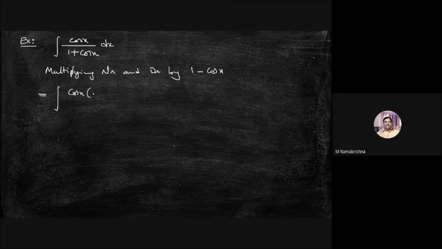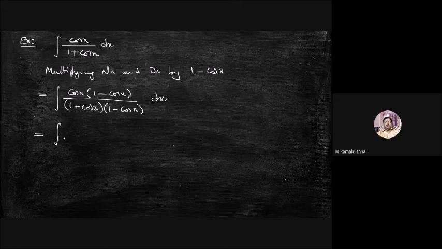So cos x into 1 minus cos x by 1 plus cos x into 1 minus cos x dx. Now when you open it, 1 minus cos x into 1 plus cos x is nothing but 1 minus cos square x. Cos x minus cos square x by 1 minus cos square x.